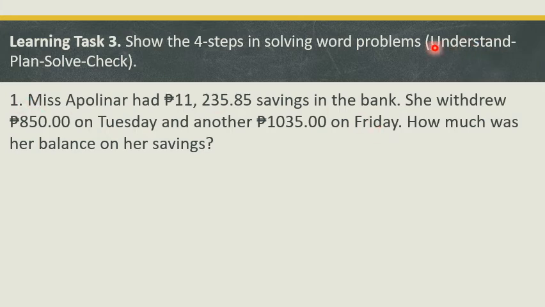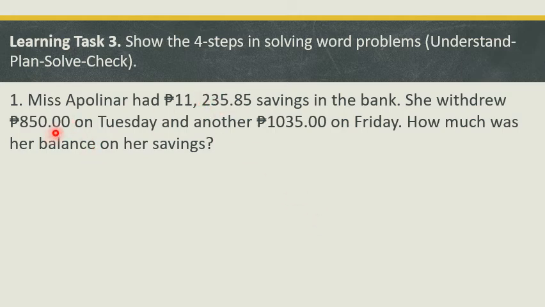Then, after natin maunawaan yung problem, we will plan. So, ano po ba sa plan? So, we will identify what operation will be used. So, ano po bang operation ang gagamitin natin dito? So, paano natin malalaman kung ilan lahat yung nabawas dun sa savings ni Miss Apolinar? So, una muna, alamin natin kung magkano lahat yung withdraw niya. So, i-add muna natin yung sa Tuesday and sa Friday. So, addition muna tayo. And then, pag nakuha na natin yung sum, saka natin siya i-subtract doon sa mismong savings ni Miss Apolinar. So, ang ating operation is addition and subtraction.